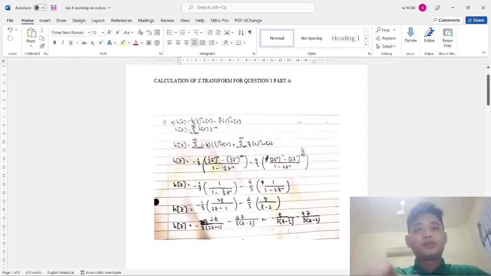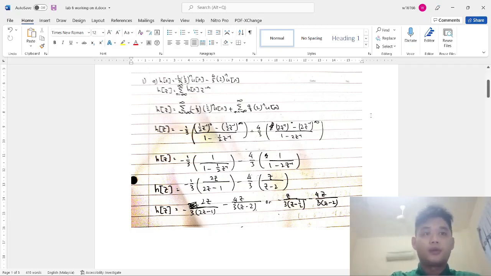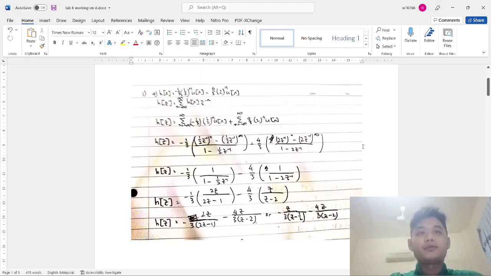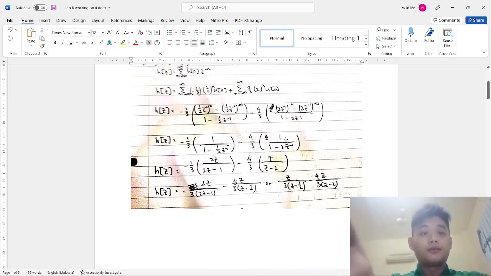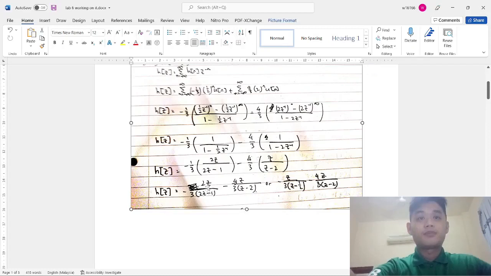So for the calculation, since part one, question one only requires us to use the Z transform, only requires us to do the Z transform on the questions given in question one, part A, part B. Through the calculation, we found the answer would be negative 2z over 3 multiplied with 2z minus 1 minus 4z over 3 multiplied with negative z minus 2, or it can be translated as negative z over 3 bracket z minus half, and then minus 4z over 3 bracket z minus 2.